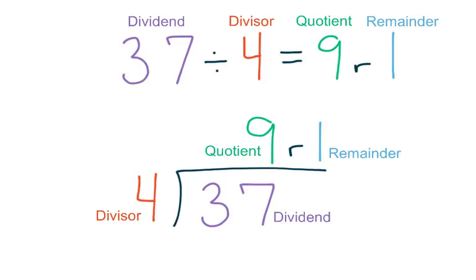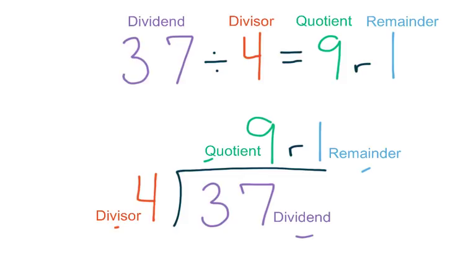If we take a look at the bottom, we have the same thing, just in a different format. So our quotient is going to be those equal pieces that we're going to be separating into. Our divisor is how many sets we are going to separate. We have our dividend, which is what's going to be separated. And then we have our remainder, which is what's left.